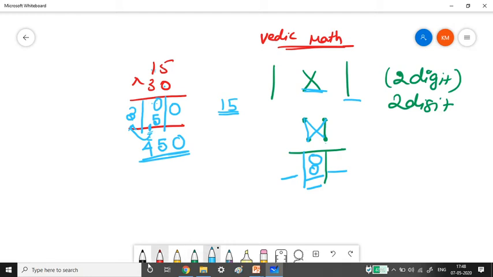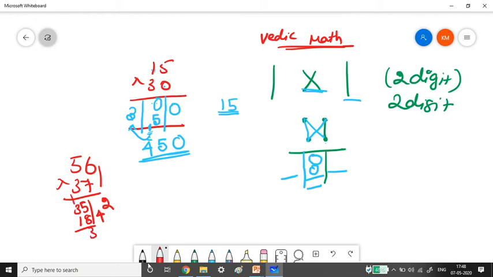I'll show you another example, a little harder: 56 into 37. Multiplying 6 and 7: 6 sevens are 42. I write the ones digit and the tens digit as a carry. 5 sevens are 35, write it here as such. 6 threes are 18, write it here. Now add it: 8 and 5 gives you 13, and 3, 4, 5. So it's 53.